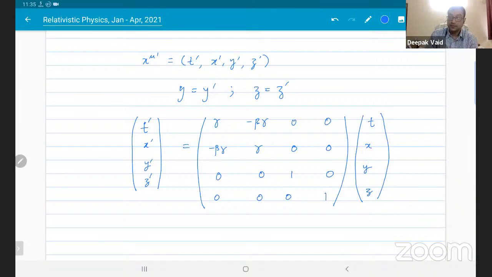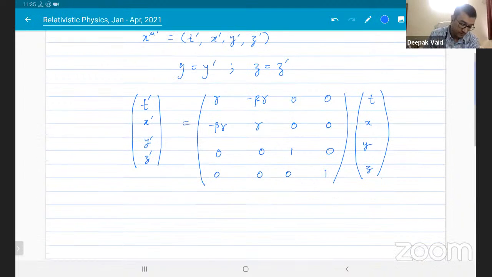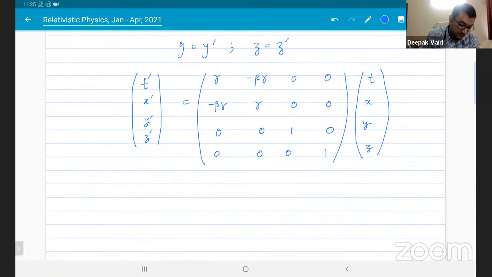So this is the full Lorentz transformation. But this is for a special case when the two x-axes are aligned. Later, we will see what the transformation looks like in general, when there is no such alignment. So you can have an arbitrary velocity in any direction. Then we'll see what happens. Here, only the tx components are non-zero. All the other components are either zero or identity. So y prime and z prime are the same as y and z.